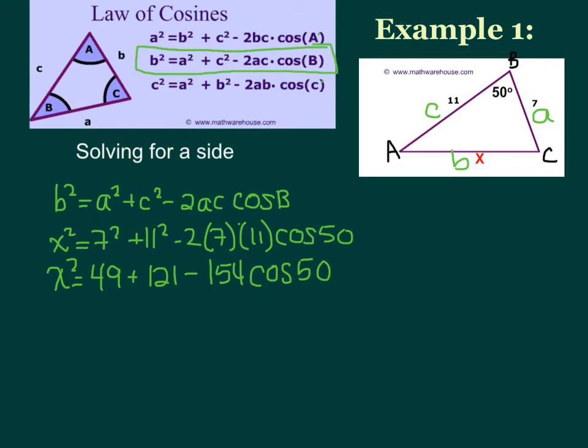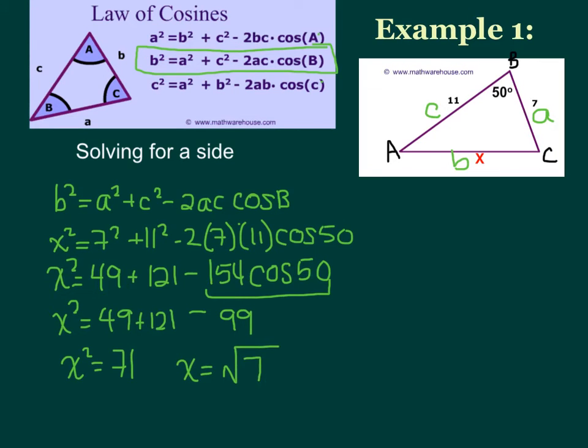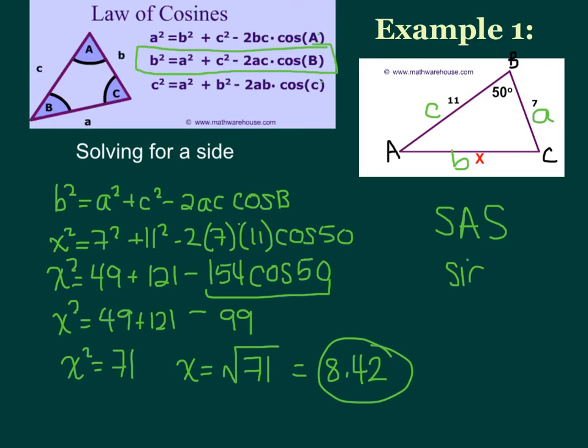So I just did that in my calculator, and I noticed that this whole thing became 99. It rounds to exactly 99, so I'll just leave it as that. So now I have x squared equals 49 plus 121 minus 99. Using the calculator again, I get x squared equals 71. So x is going to equal the square root of 71, which is 8.42. So that was an example of a time that you know a side, an included angle, and another side, and you're looking for the last side.